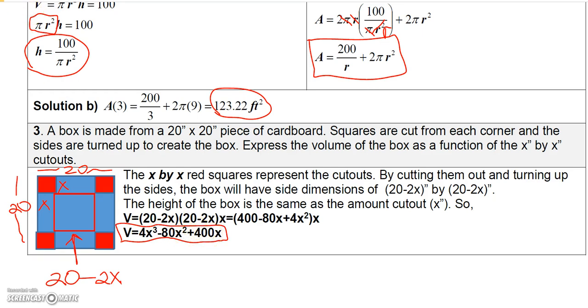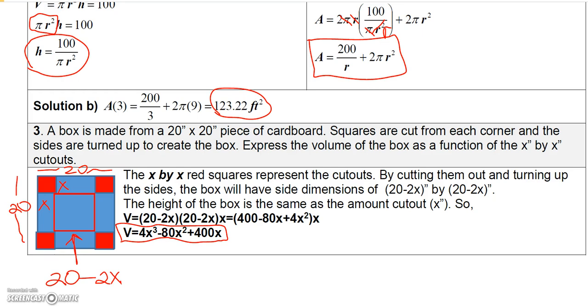So now we have the volume of the box written in terms of the dimension of the x by x cutouts. Now, we're not going to do any more with this, but something that might be interesting to know is that you could actually take calculus. If you had calculus knowledge, you could actually find the value of x here that would maximize this volume function. Now, we can't do that in here because the only functions we know how to maximize are quadratic functions, and since this exponent is 3 instead of 2, we don't have the tools to maximize it. But again, if you were in a calculus class, you would have the tools to maximize this function.